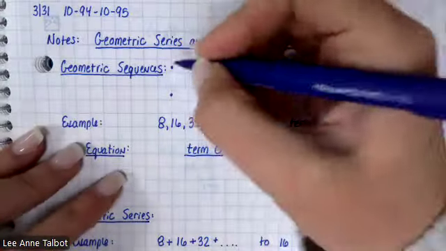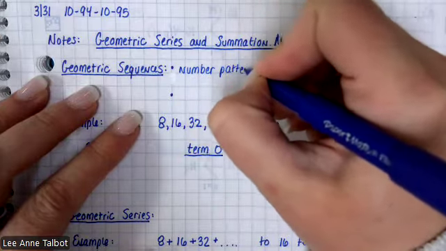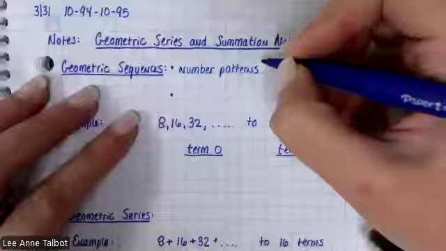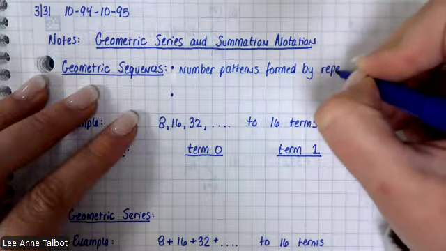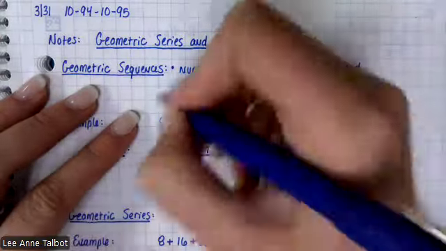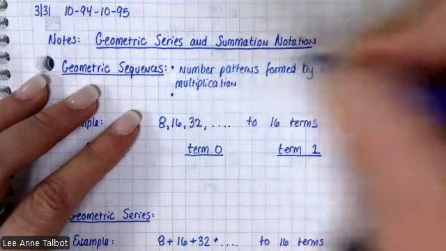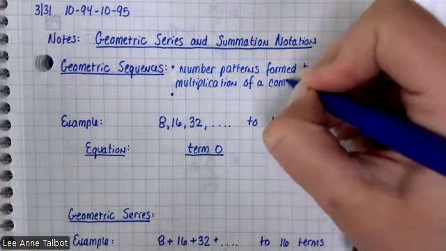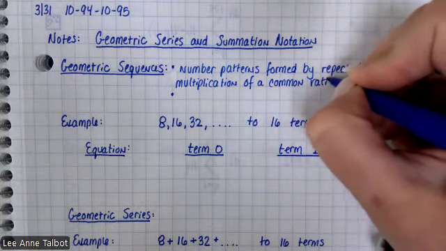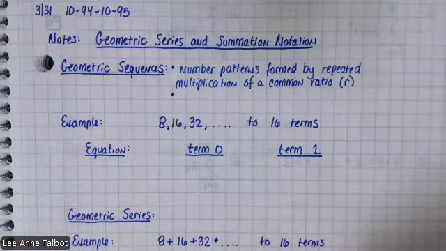Okay, here we go. Geometric sequences are number patterns formed by repeated multiplication of a common ratio R. So R is the multiplier. You guys can call it the multiplier. Totally fine.